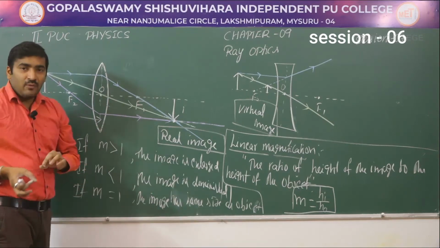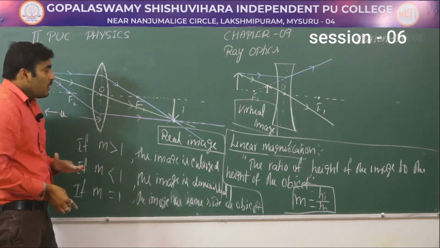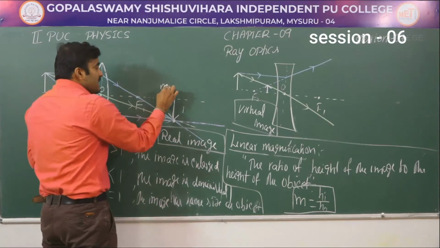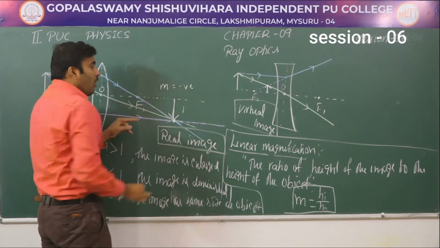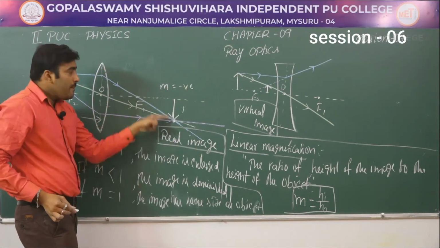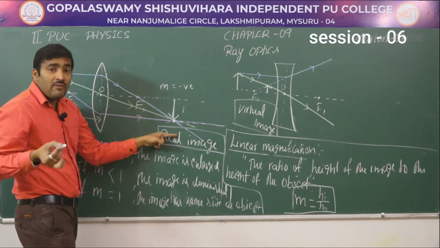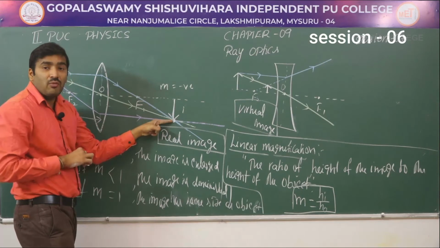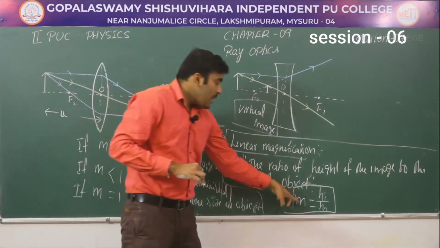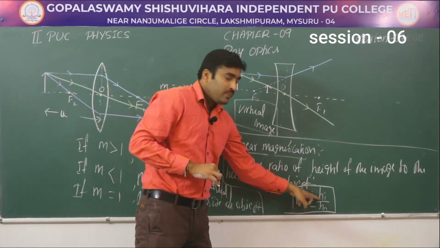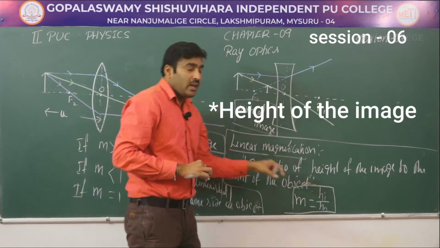So we have one more significance for this magnification. Magnification is negative for real images, okay? Why do we have to take magnification as negative for real images? See, m is equal to hi by ho. Hi is the height of the image.